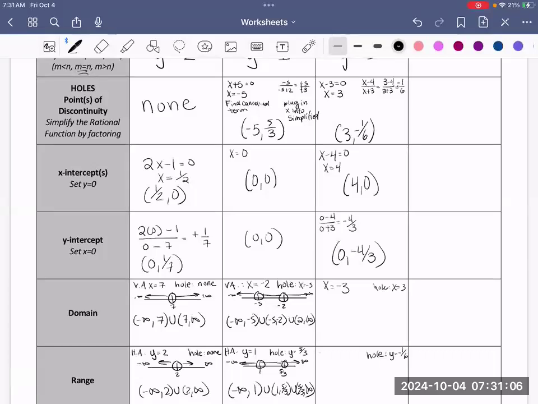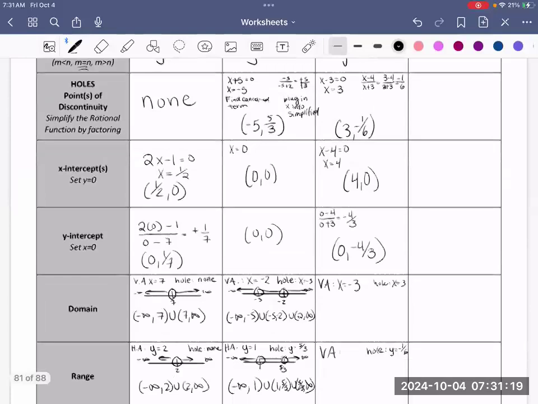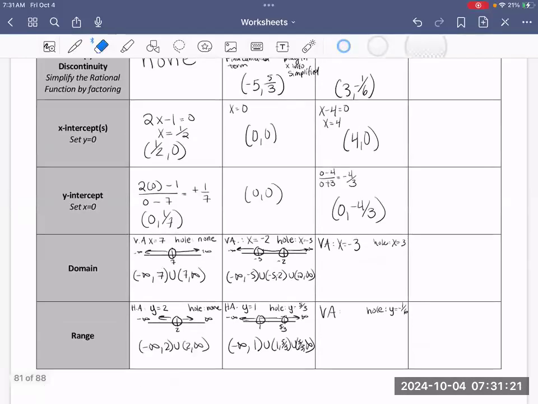Your domain, we need your vertical asymptote. Your range, we need your horizontal asymptote, and the hole. x is equal to 3. Your vertical asymptote, sorry, horizontal.